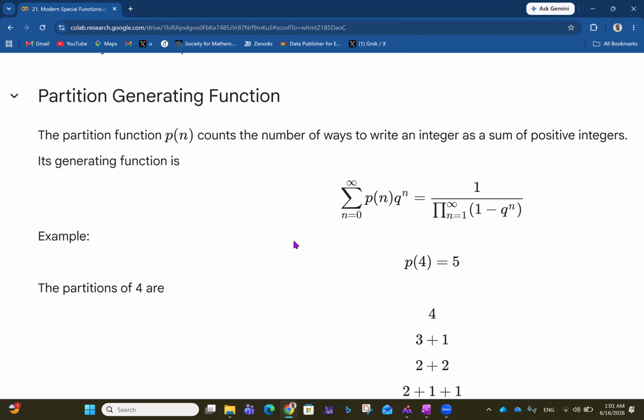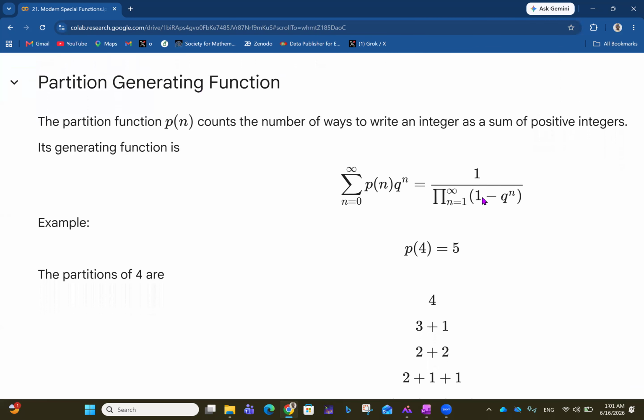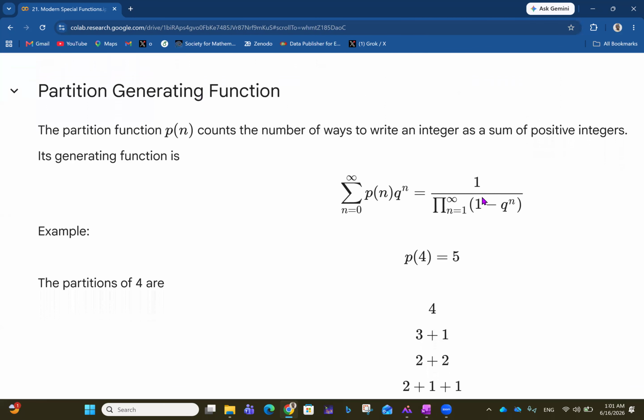So its generating function is given as the summation from n equals 0 to infinity of p(n) q raised to the power n, which equals 1 over the product from n equals 1 to infinity of 1 minus q raised to the power n. Example, p(4) equals 5. That means that the number of ways in which you can write 4 as a sum of positive integers is actually 5. So for instance, you can write 4 as 1 plus 1 plus 1 plus 1.